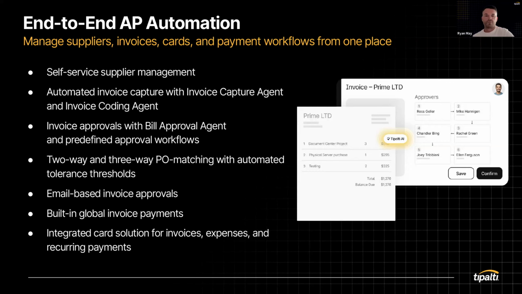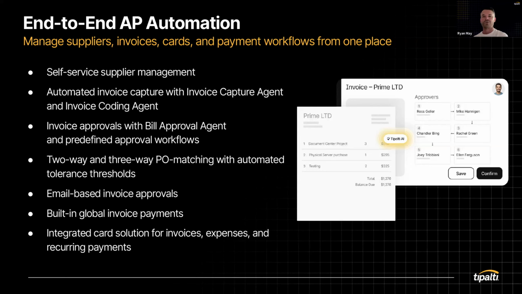Approve: routing rules replace the email chase. That's the approval chain on the right. Approvers act directly from email, never a new login, which is exactly why the adoption sticks. Every approval is logged. And on the pay front, one payment covers every method, currency, and entity.